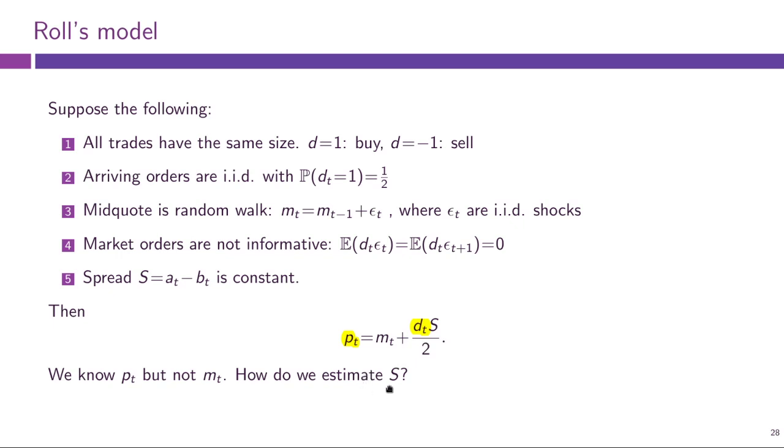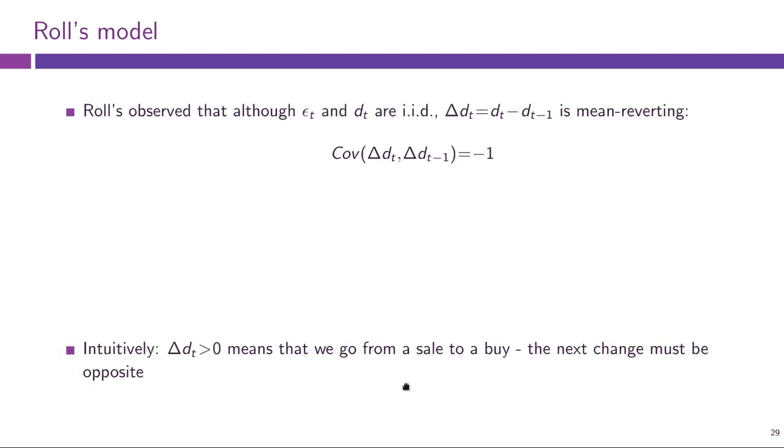How do we estimate the spread S? The very smart idea in Roll's paper is that even though orders and price shocks are identically and independently distributed over time, the directions of trade and the transaction prices are mean reverting. So basically, if you had a market order to buy today, then the price is high today.